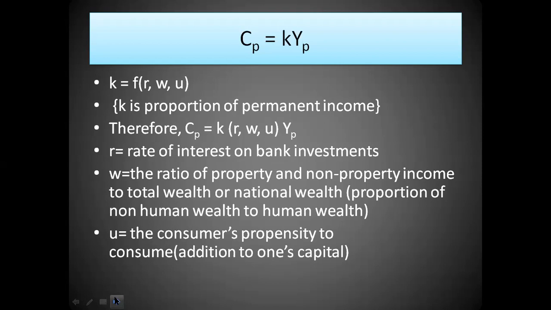Okay. So now this K can be represented as the rate of interest, or you can say that it gets affected by the rate of interest. It gets affected by the ratio of human wealth to non-human wealth. It gets affected by the ratio of non-human wealth to human wealth. Also, it gets affected by one's desire to add to one's capital. Okay, now what exactly are these? Let's study them in detail.